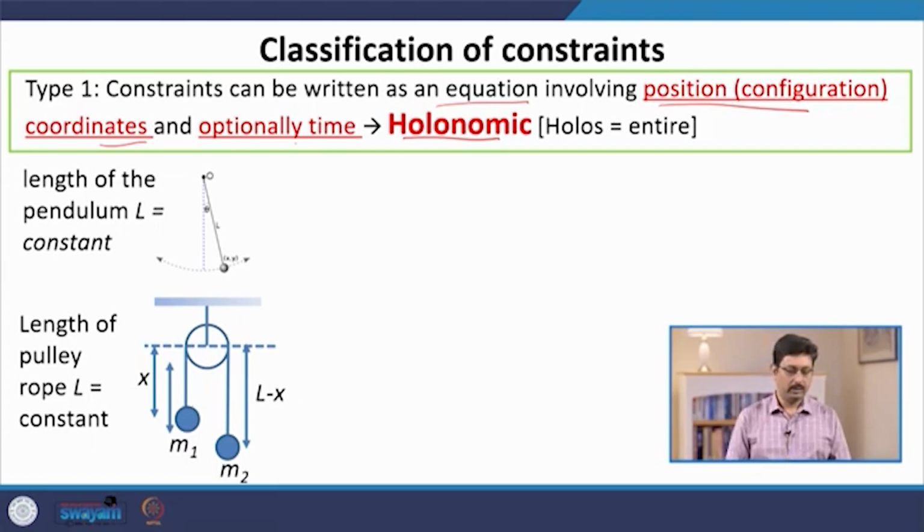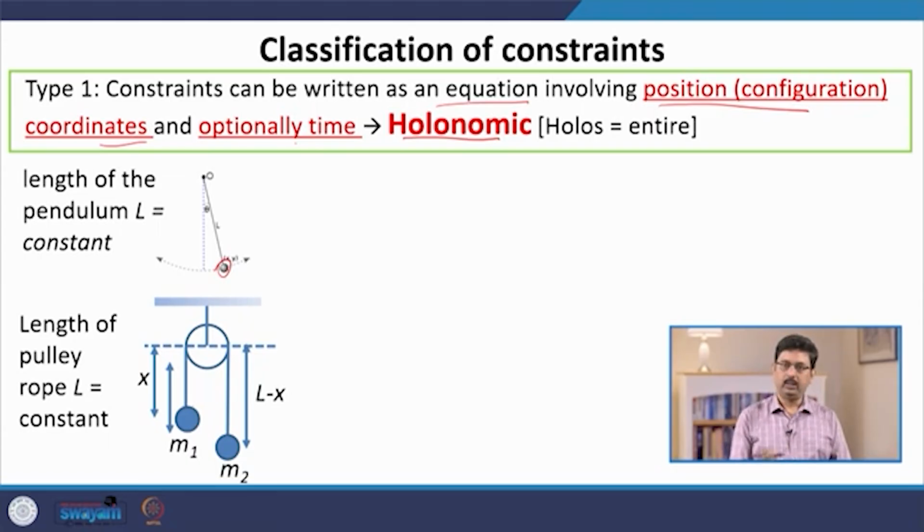To give you an example, if you are analyzing the motion of a pendulum, let us say this bob is your system. Then it follows a constraint that the length of the pendulum, L, is constant. That puts a constraint on the possible position of this bob, the x and y coordinates of this bob.